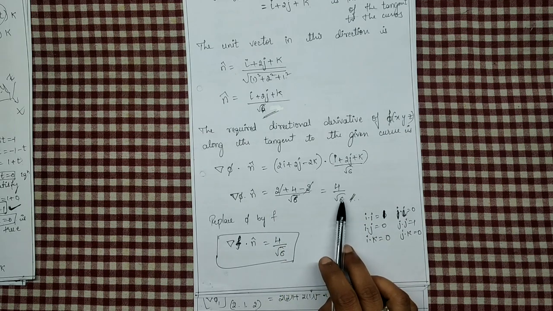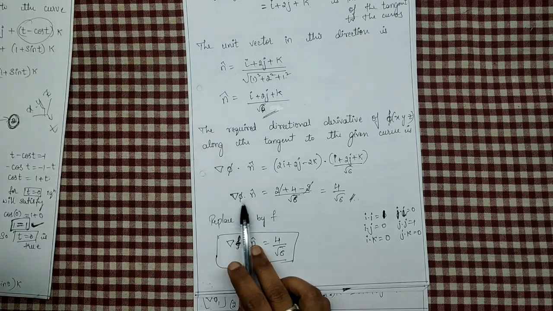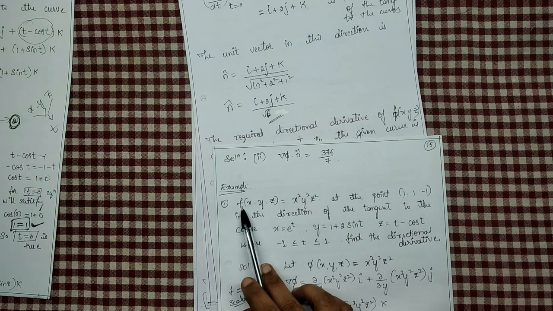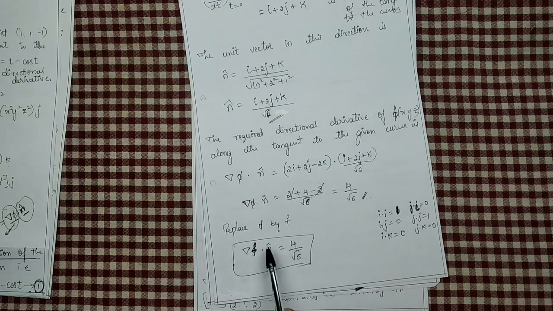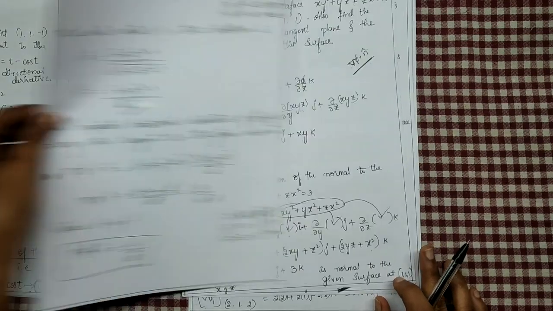This is the directional derivative for the given function. Since the problem was given in terms of f, I am replacing phi by f again. So del f dot n cap is equal to 4 by root 6. We'll go for the next one.